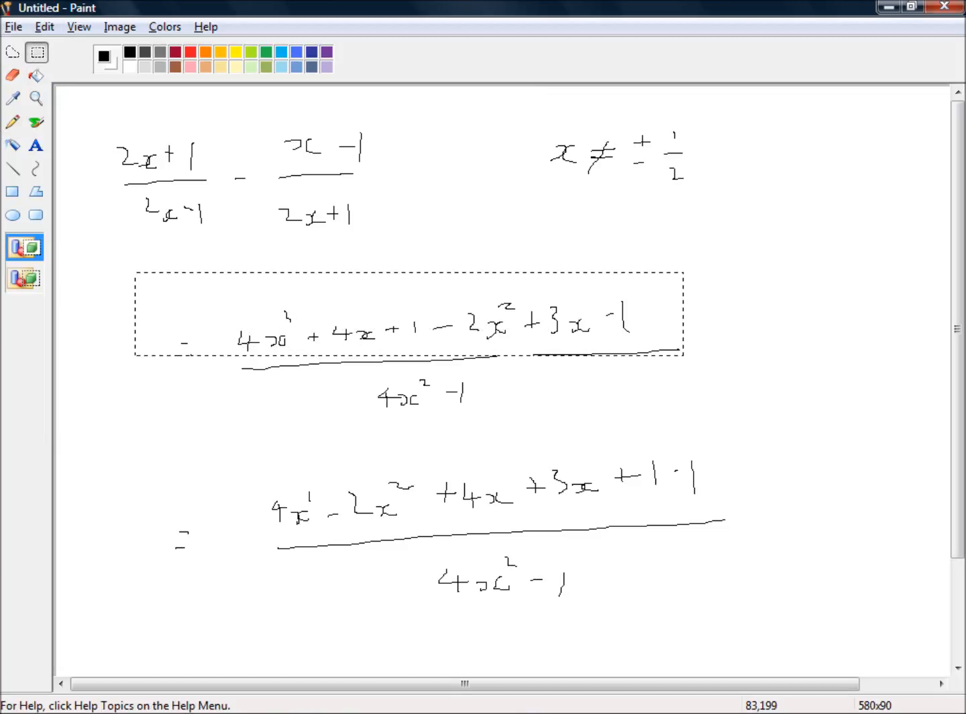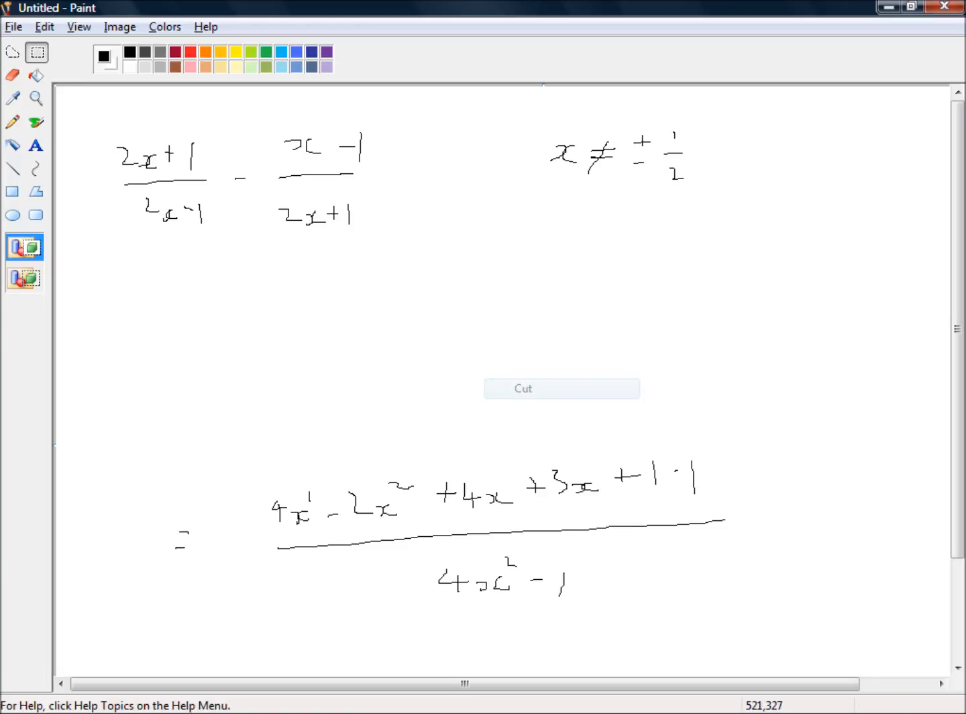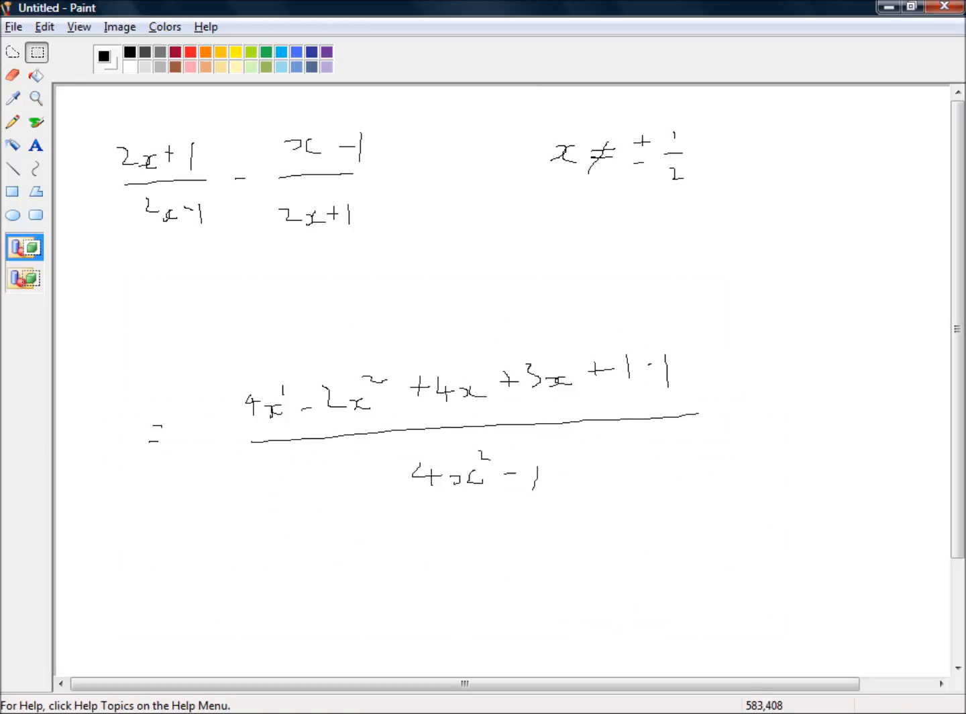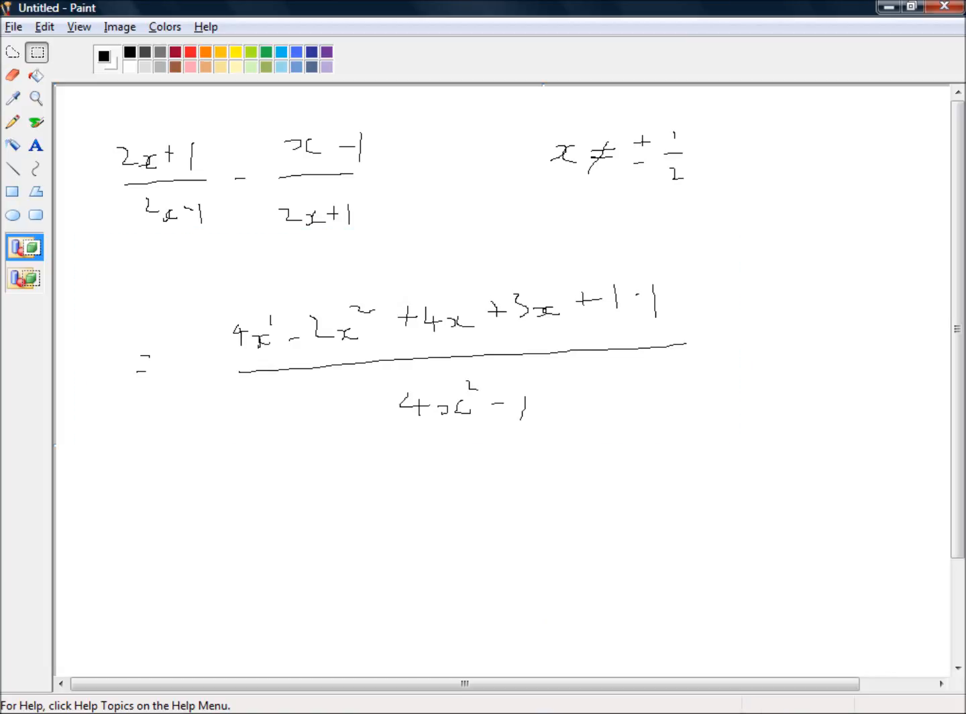And again I'm going to make some space for myself. So that's 4x squared minus 2x squared is just 2x squared. 4x plus 3x is 7x. Plus 1 minus 1 is 0, so that's just 2x squared plus 7x all over 4x squared minus 1.